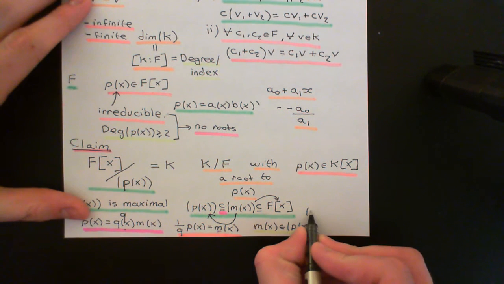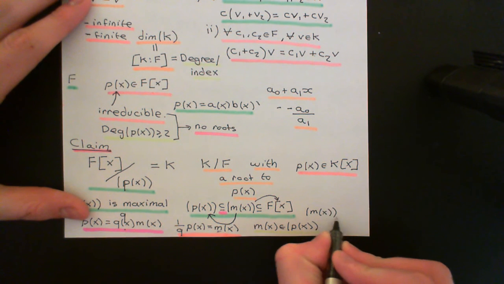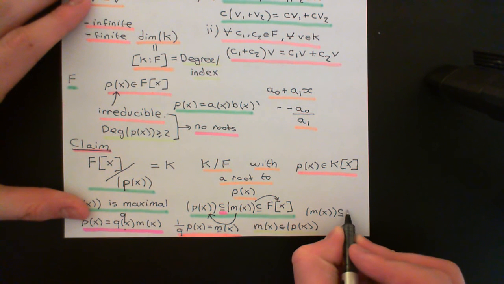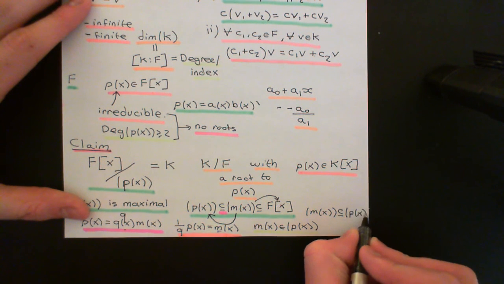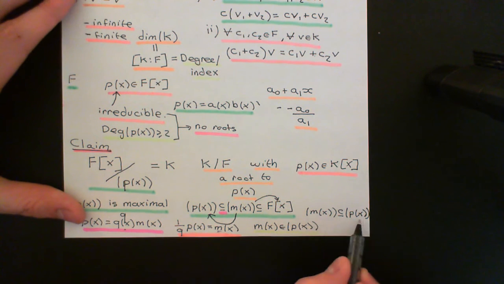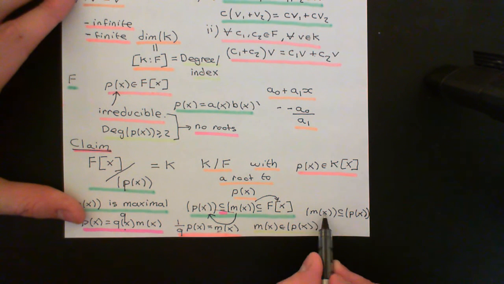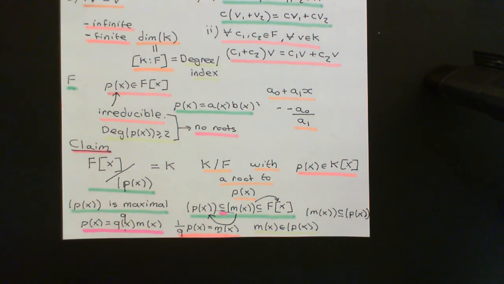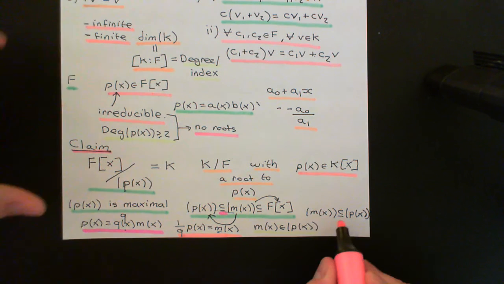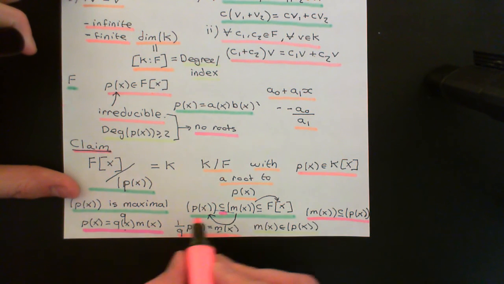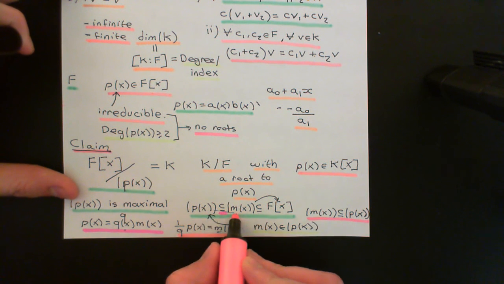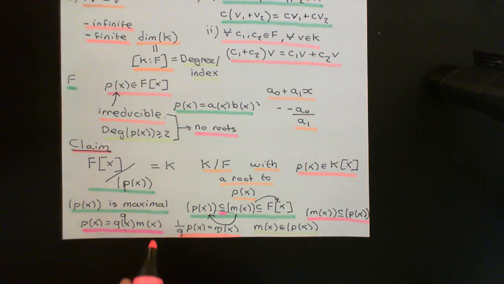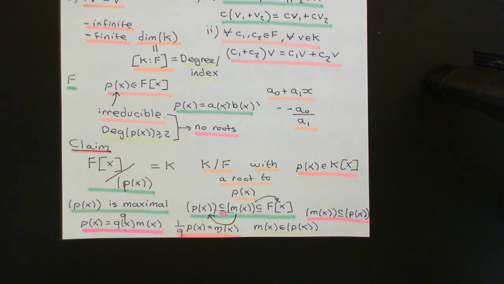So what we're then able to conclude is that the principal ideal generated by m of x is completely contained within the principal ideal generated by p of x. This statement along with this statement then shows that this one is actually equal to the principal ideal generated by p of x. So if q of x is the unit, then you can conclude this arrow here. So, end of proof. We've done it. Quod erat demonstrandum.